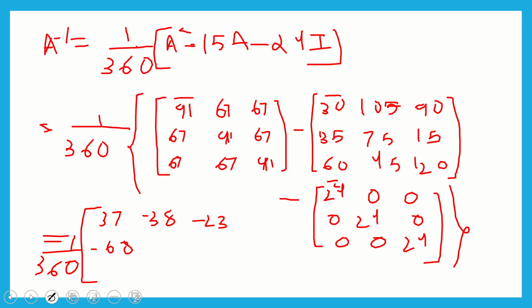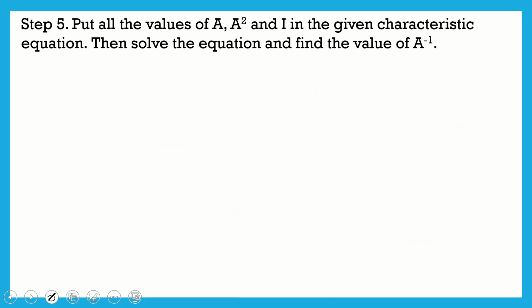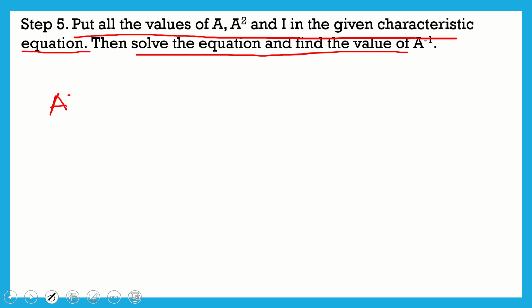So the remaining you have to solve. This is homework for you, and I am writing the answer for you. You will get this value, minus 53. Okay, so this step we have done: put the value of A square and I in the characteristic equation, and we have found the value of A inverse. So now I am writing again the value of A inverse on a clean page.